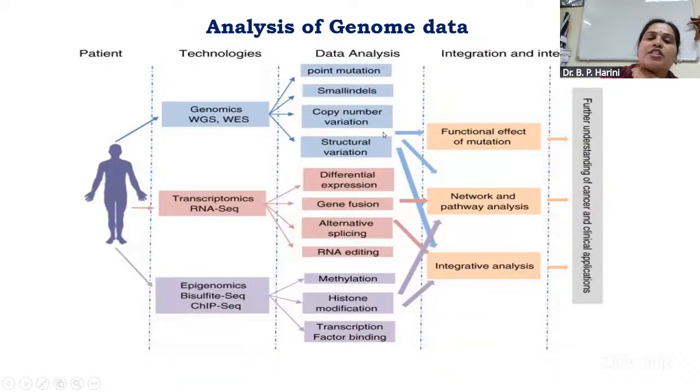To analyze the genome data, we need well-built technologies, which we now have, and these should be used for good data analysis. For example, for genomics, we need to look at point mutations, small indels, copy number variations, and structural variations. Likewise, for transcriptomics, we need differential expression. We come to know about gene fusion, alternative splicing, and RNA editing. For epigenomics, we need methylation, histone modification, and transcription factor binding sites. All this affects the integration and interpretation, in the form of functional effect of mutation, network and pathway analysis, and integrative analysis. Further, it leads to the understanding of cancer and clinical applications.